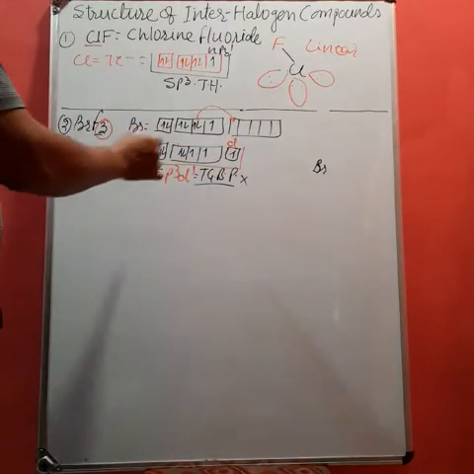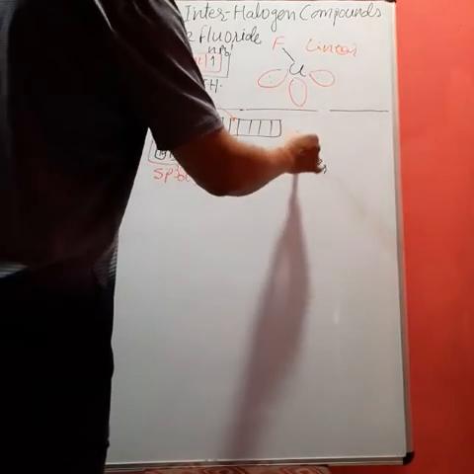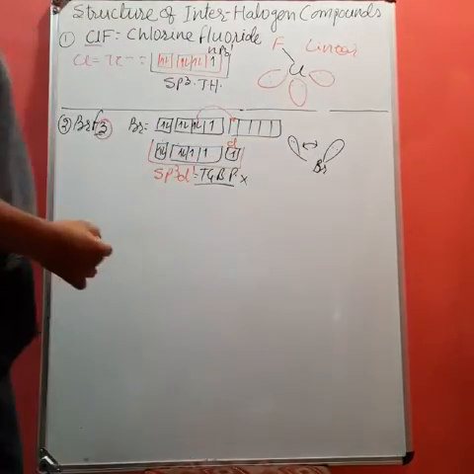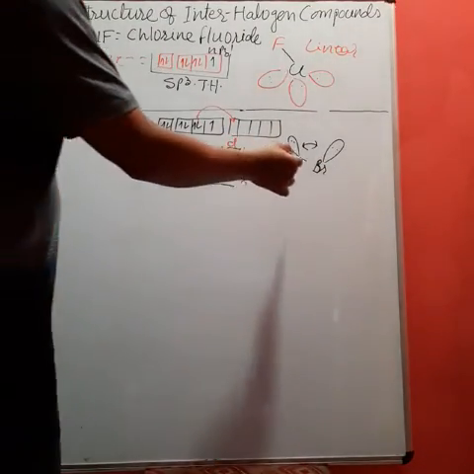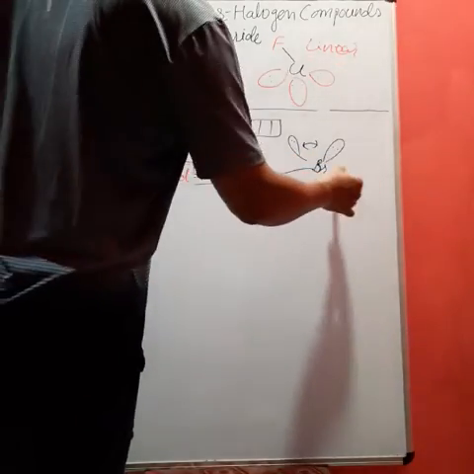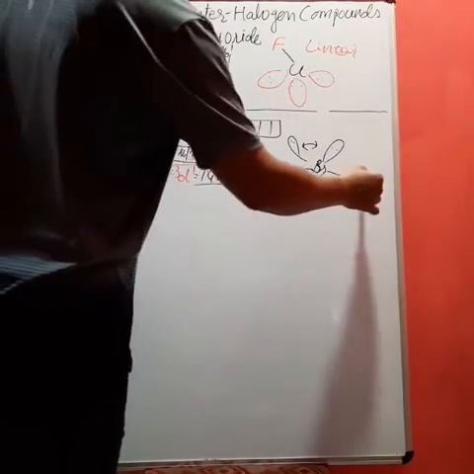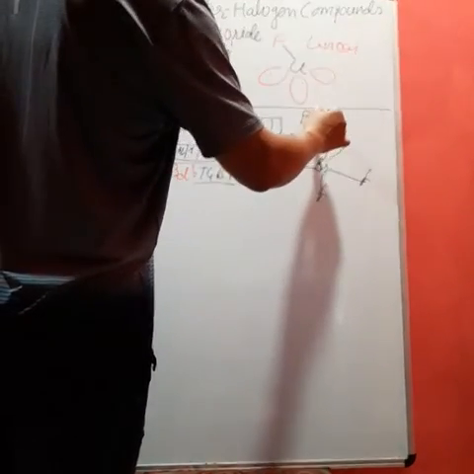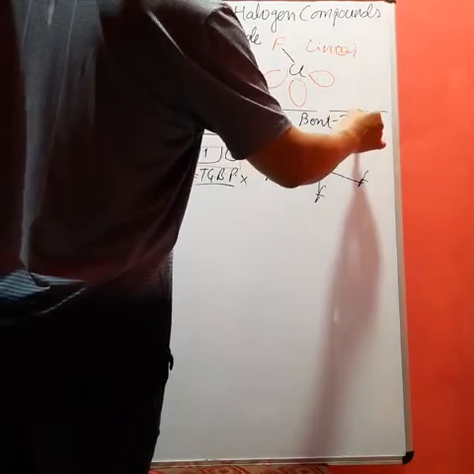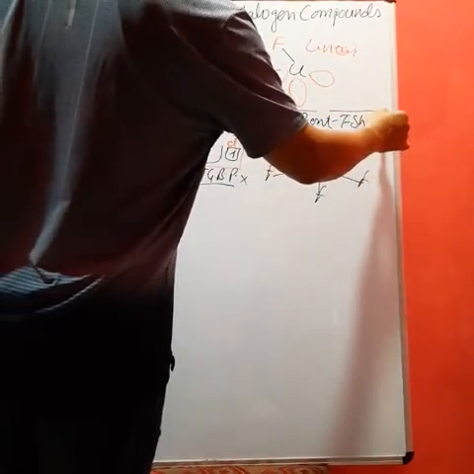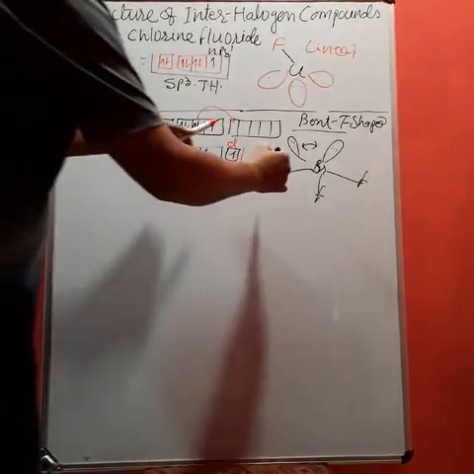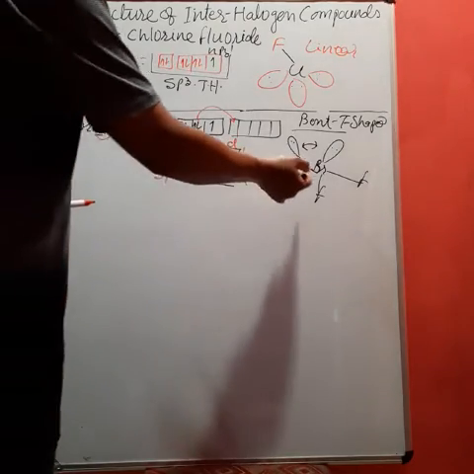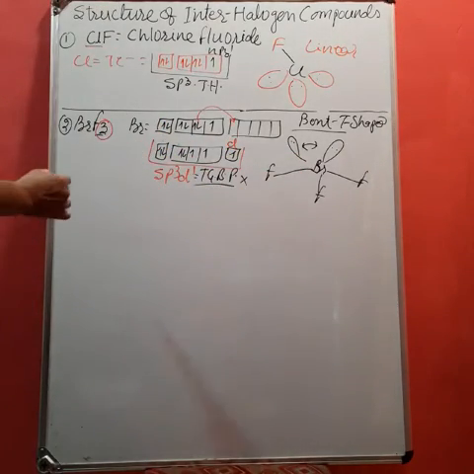Now 2 lone pairs are there. This is one lone pair, this is the second lone pair. There will be great repulsion between the lone pairs. Thus, the 3 bond pairs are repelled a little. So here first F, second F and third F. This is called bent T-shaped structure. Bent T means if we write in this form, it becomes a perfect T, but a little bend is there, therefore called bent T-shaped.